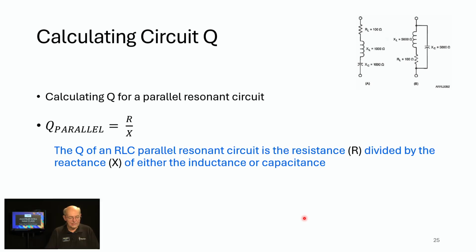Okay, for a parallel resonant circuit. In the previous pool, they distinguished between series and parallel. They made it a whole lot easier in the current pool by only giving us the parallel case, so that's the only one I'm going to cover to avoid confusion. And this is the formula. The Q of an RLC parallel resonant circuit is the resistance, R, divided by the reactance, X, of either the inductance or capacitance. Now, why do you suppose they say either the inductance or capacitance? Anybody have an idea?